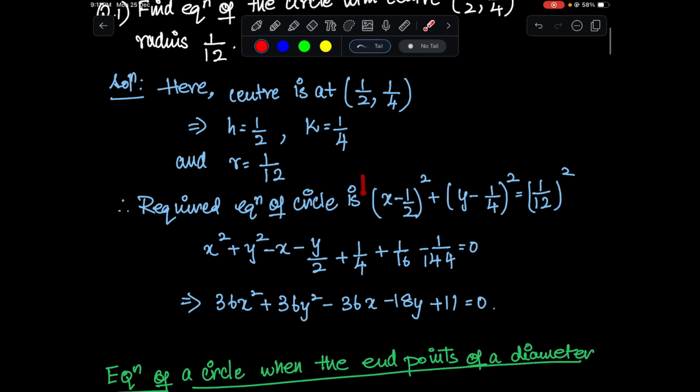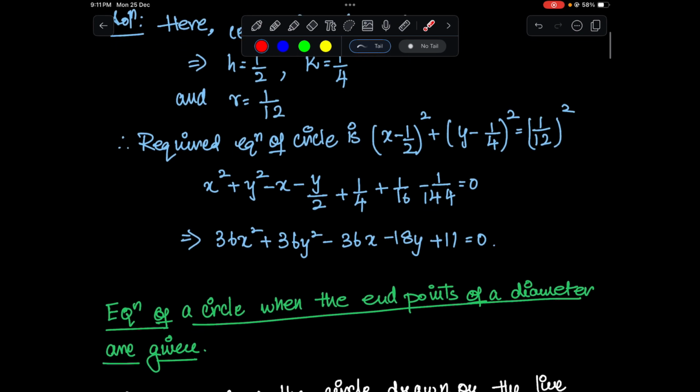Now let's go on and substitute in the equation of the circle that we have. So x minus h is half, and y minus k, where k is 1 by 4, equals r square, where r is 1 by 12. Now you just have to apply the formula of (a minus b) whole square for both of these terms and then combine all the constant terms together and the other terms together. Keep in mind not to leave any denominator, so take LCM throughout.